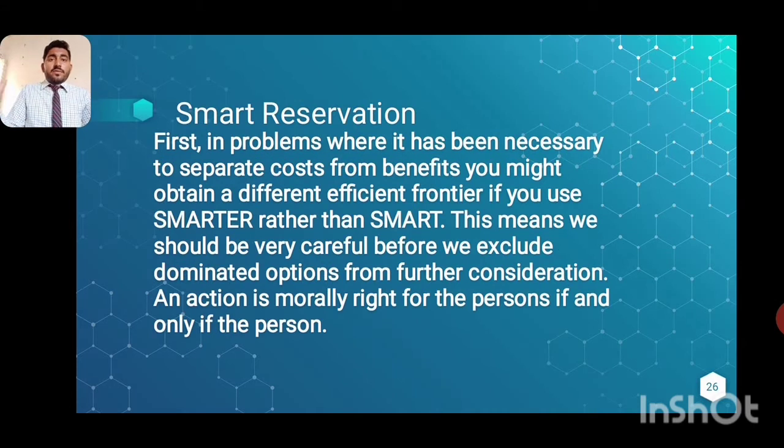SMART reservation: in a problem where it has been necessary to separate benefits and costs, we should be very careful before we exclude dominated options from further consideration. An action is morally right for the person if and only if the person.